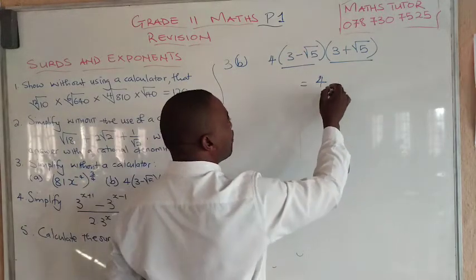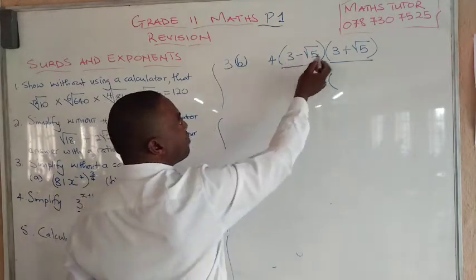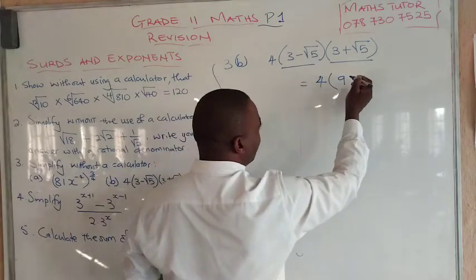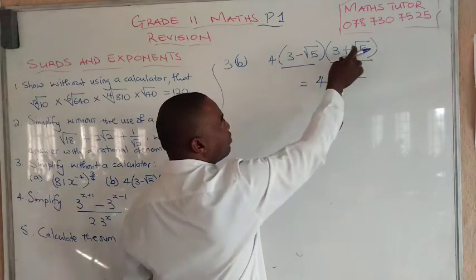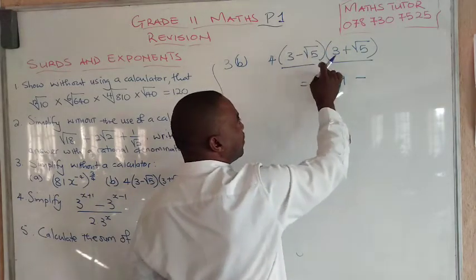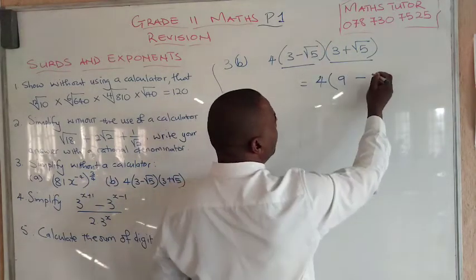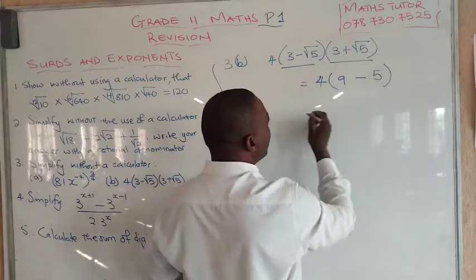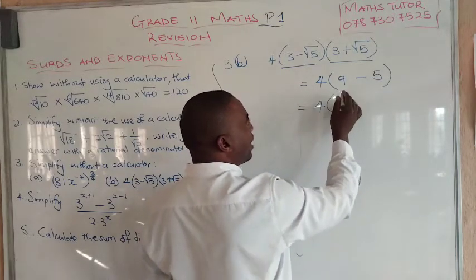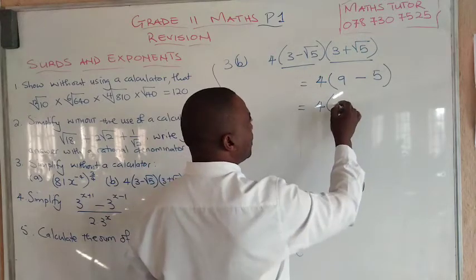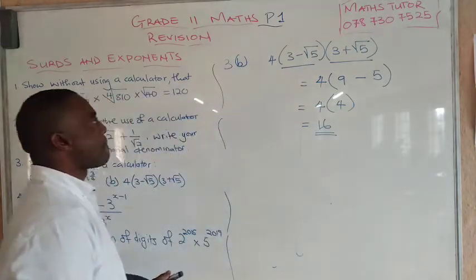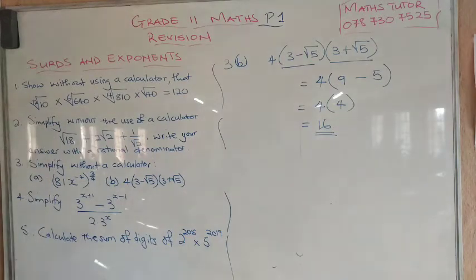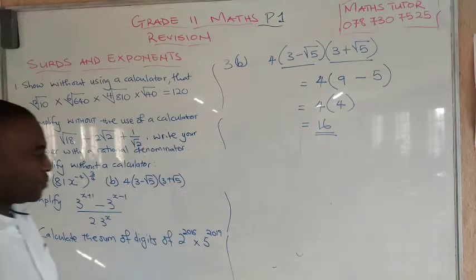So we are just saying 3 times 3, that is 9. That's the first perfect square, minus the other perfect square, we multiply the last terms. That is root 5 times root 5, which will give us 5. So this will be 4 times 9 minus 5, that is 4, which will give us 16. Just as simple as that and as quick as that. Question number 4.